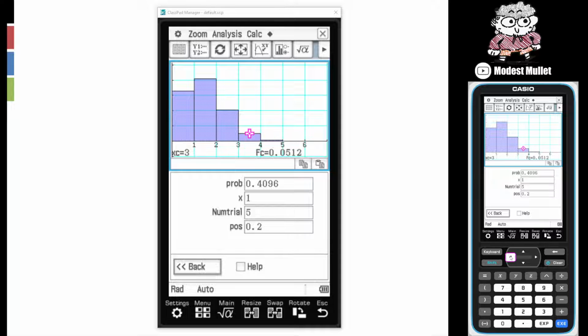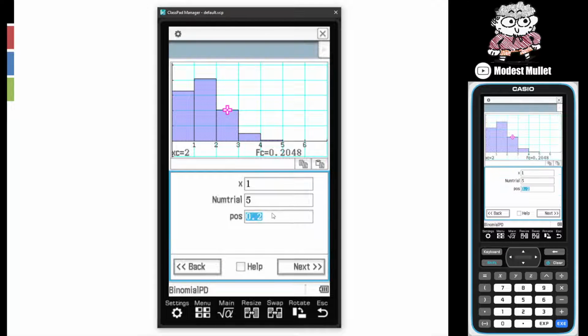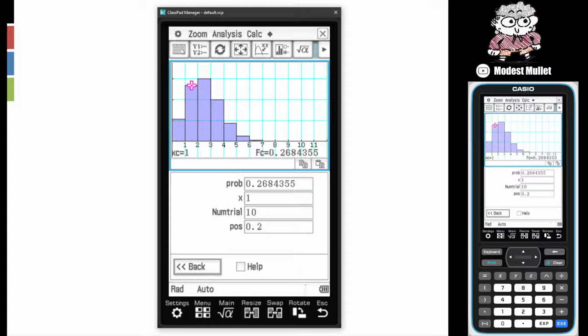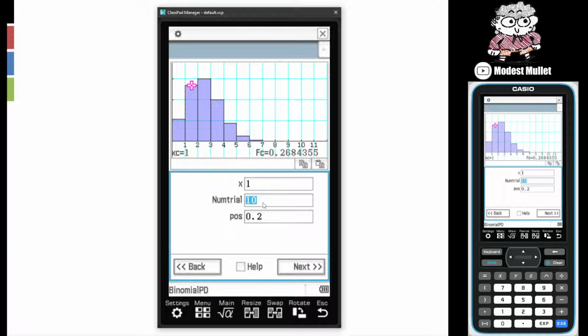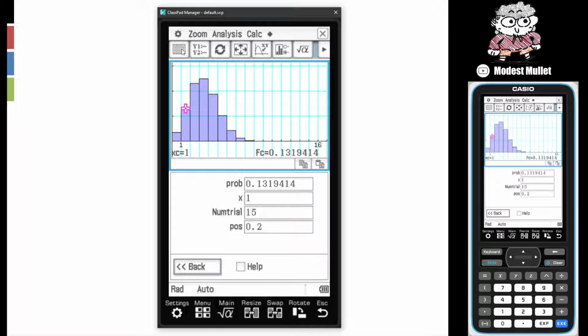a pretty darn low. And what we're going to play with, I just have to hit back a couple times. We're going to just keep boosting the number of trials. We're going to go to 10, next, recalculate, regraph. We can see the graph changes, okay? And we're going to get a bit more data. And we're going to do this again. We're going to go to 15 trials, regraph.